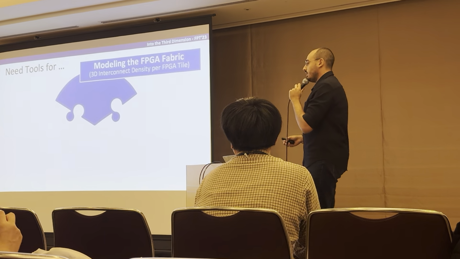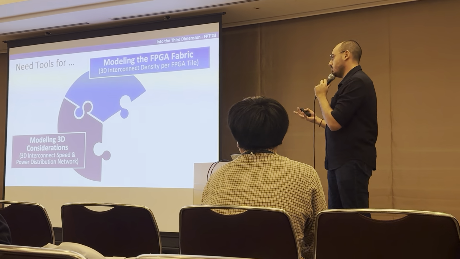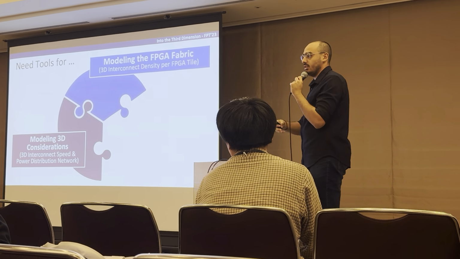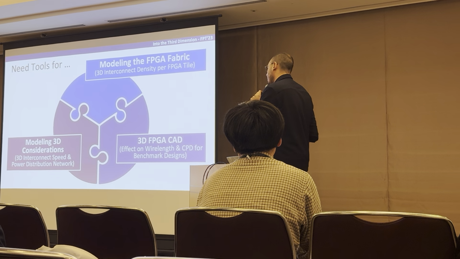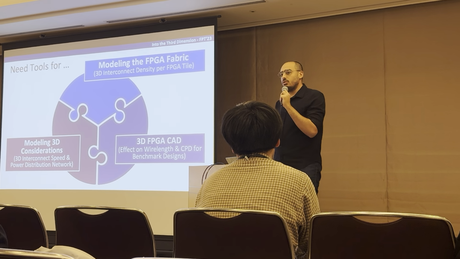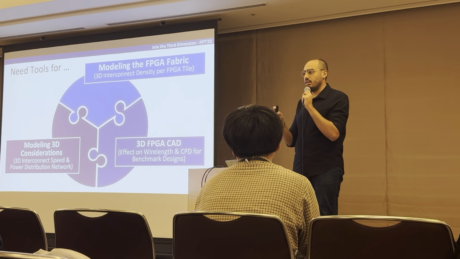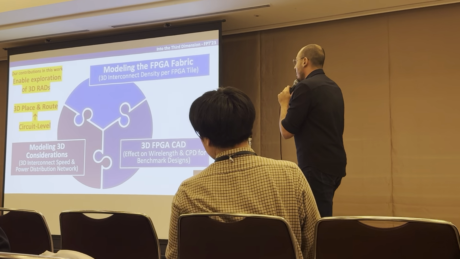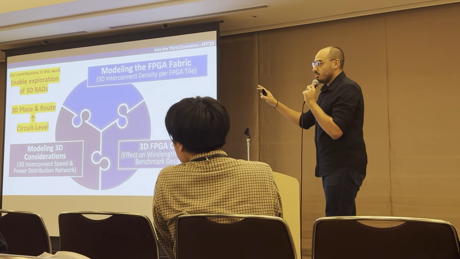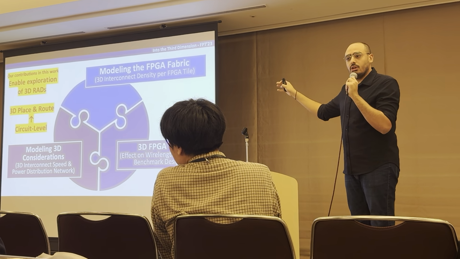So we need tools to model the FPGA fabric itself. We also need tools to model the 3D considerations, things like the area overhead and the speed of those 3D connections and the power distribution networks of those devices. And also we need FPGA CAD tools that understand the 3D nature of the device and can optimize and map those designs to those new 3D devices. So really, our contribution in this work is to develop those tools to enable the exploration of 3D RADs, starting from low-level circuit design up to 3D place and route algorithms.